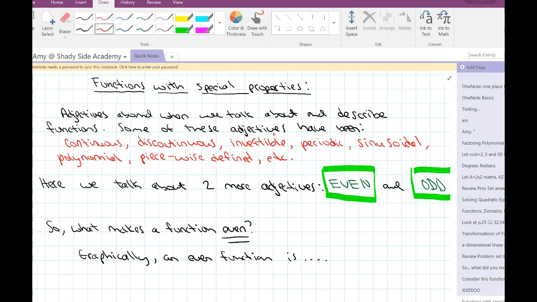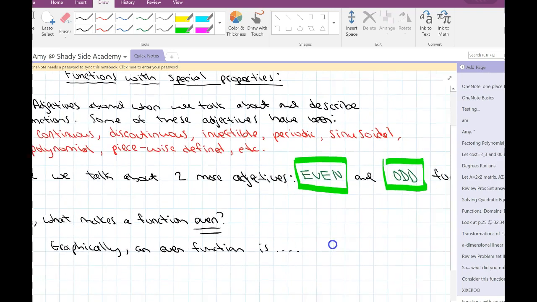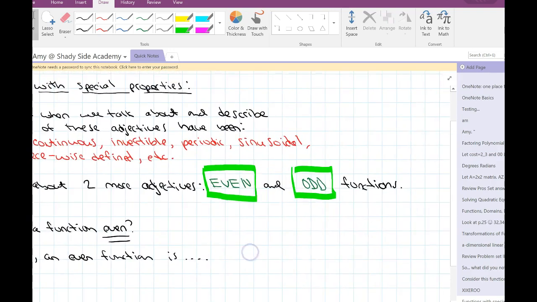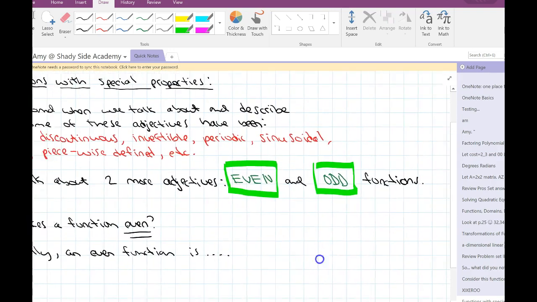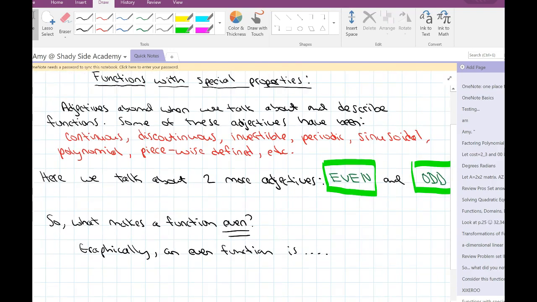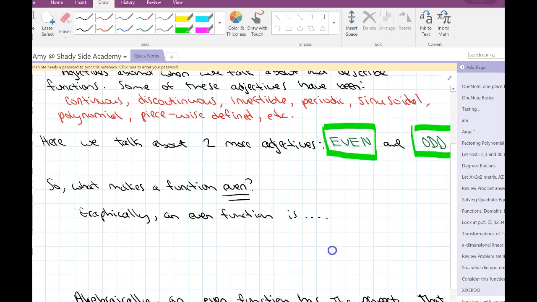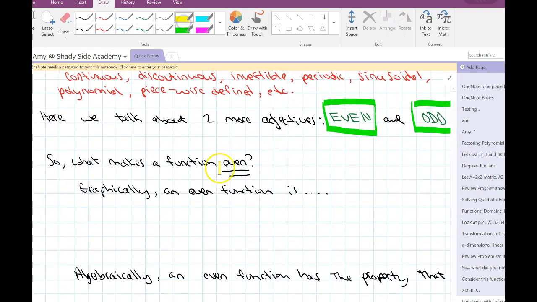But in this screencast, I'm going to talk about two more adjectives: functions that are even and functions that are odd. Even and odd functions. And you may have touched upon this in Math 2 last year, maybe briefly, and I'm going to do it very thoroughly here. So the first question is, what makes a function even? Well, let me tell you what makes a function even from a graphical perspective.